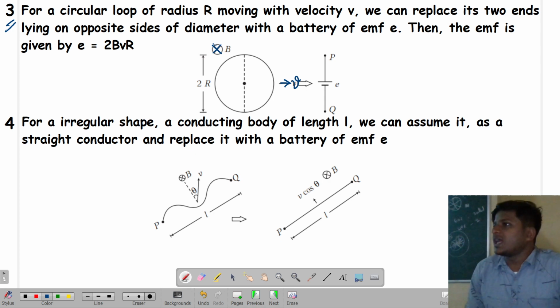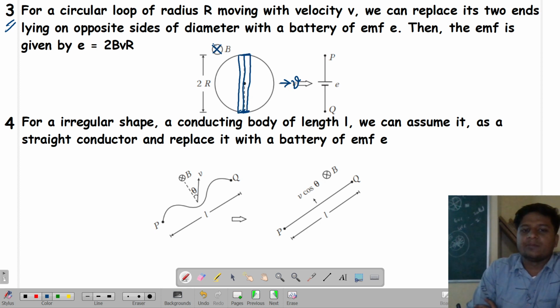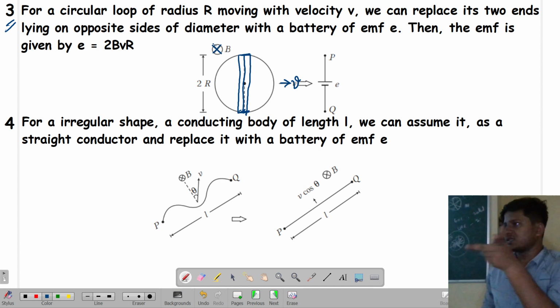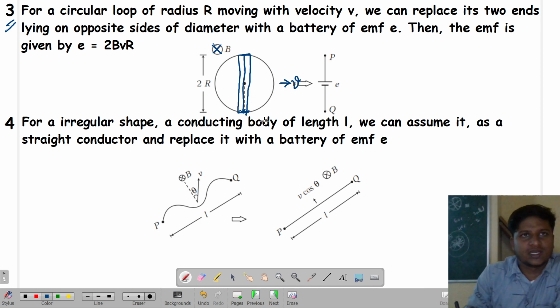I'll have to consider one length which is perpendicular to the velocity, yes or no? Now, if you select that length which is perpendicular to velocity, what is that length over here? It is nothing but the diameter of the circle, isn't it? Look over here, velocity is towards this side, magnetic field is inside. Where is the force acting? Upwards. So you will have to select the length along the direction of force, which is the maximum possible length, the diameter. Got it or not?